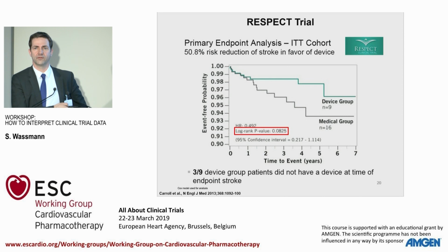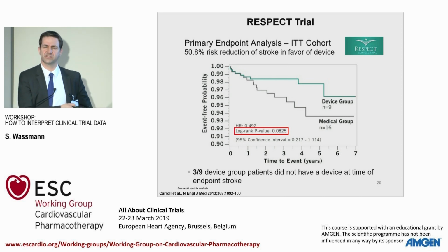What's the slope rank? It's just the statistical method. But just look at the p-value, 0.08. So that's not significant. So it means, exactly, it means device closure is not better than medical management, right? So that's quite something. Okay, good.